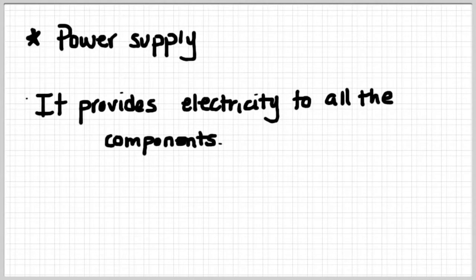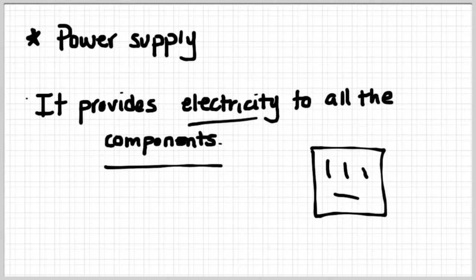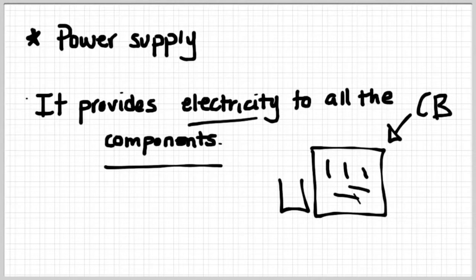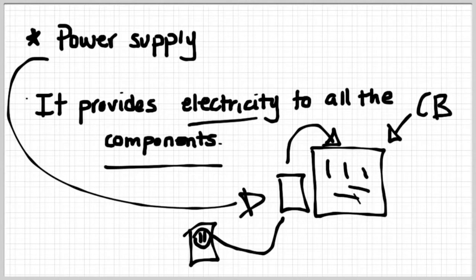The next word would be power supply, and the power supply provides electricity to all the components. Yes, we normally have our circuit board with all its components. Let's imagine this is a circuit board, and right next to it, most of the times we have the power supply, which is connected directly to the transformer, which goes to the outlet, the power outlet, and provides energy to the circuit board or motherboard.